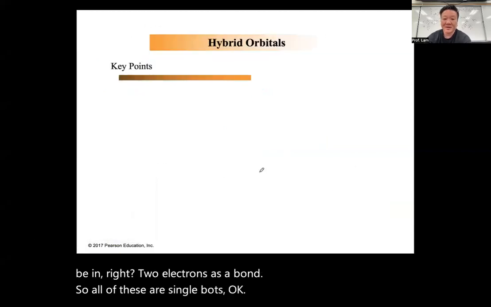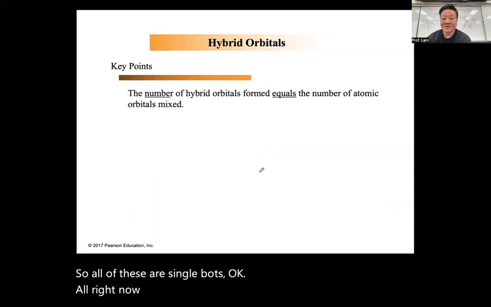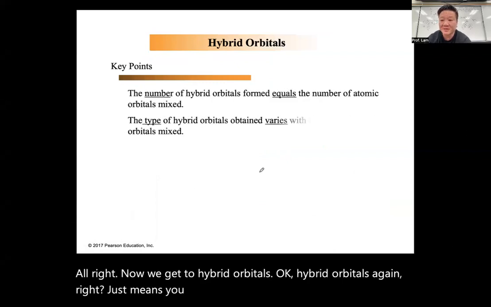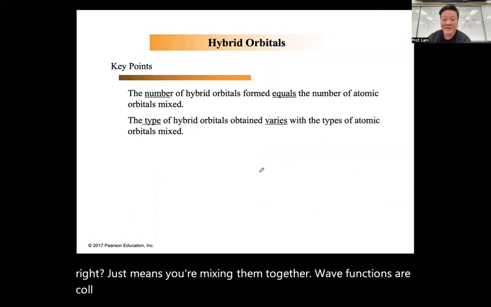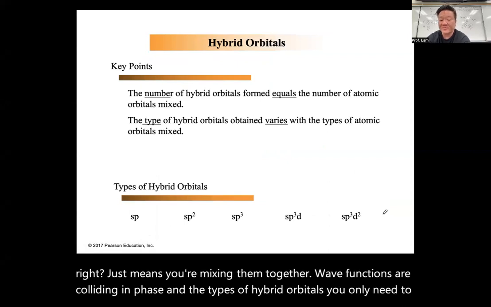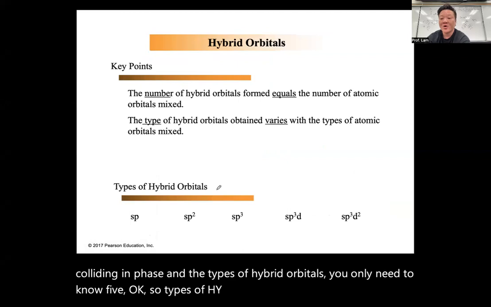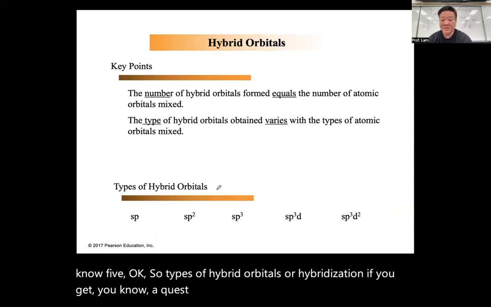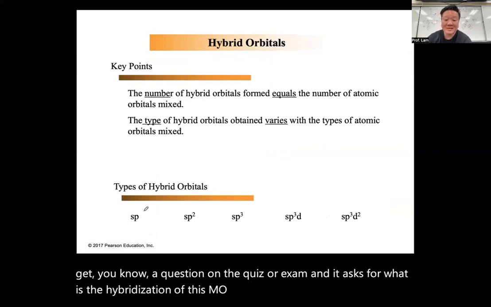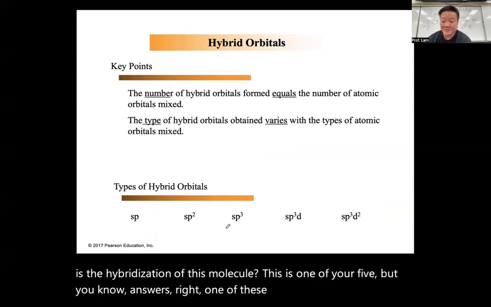Okay. All right, now we get to hybrid orbitals. Hybrid orbitals, again, just means you're mixing them together. Wave functions are colliding in phase. And the types of hybrid orbitals, you only need to know 5. So if you get a question on the quiz or exam that asks what is the hybridization of this molecule, this is one of your 5 answers, right? One of these.